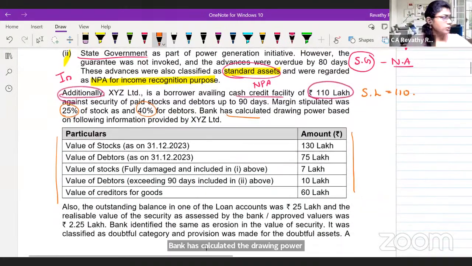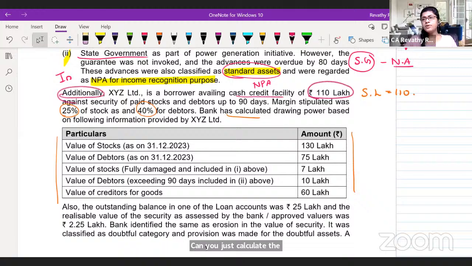Can you just calculate the drawing power? I will wait for a minute, or I will calculate parallelly. You start calculating, and can you put the reply in the chat box? Come on, utilize this time for studying also. Come on, quick.